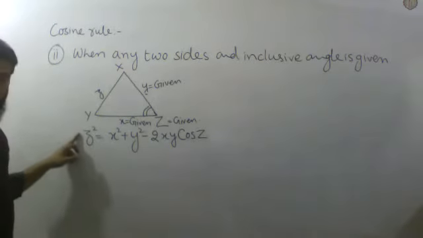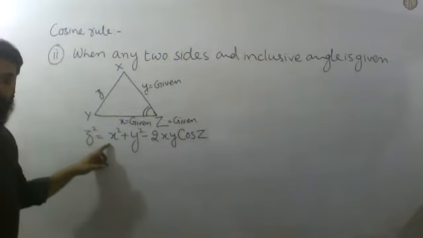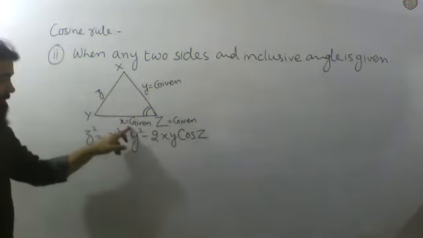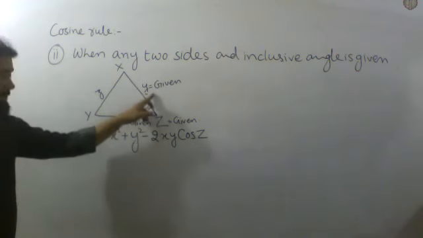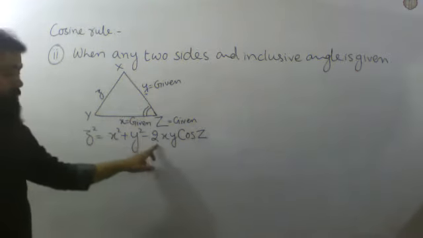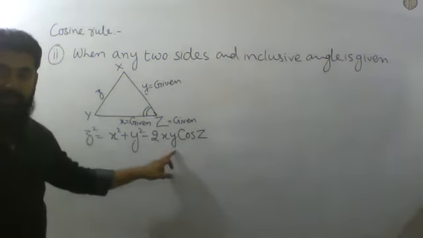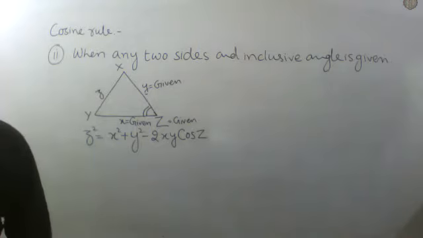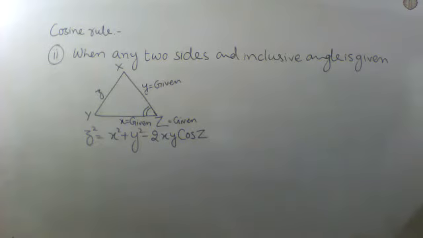So z square will be squaring of first side plus squaring of second given side minus 2 times of first side multiplied by second side multiplied by cos of inclusive angle. This is how you will always get your formula.